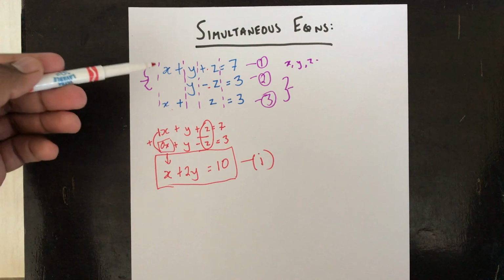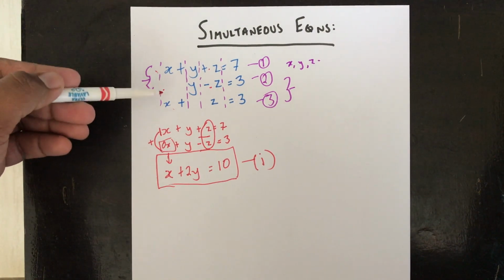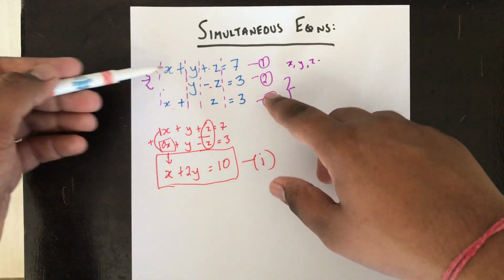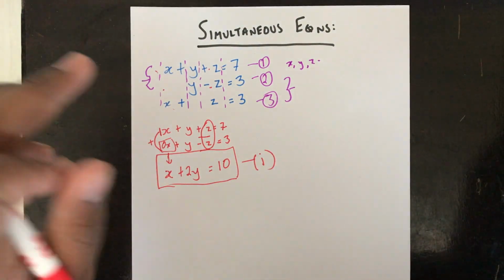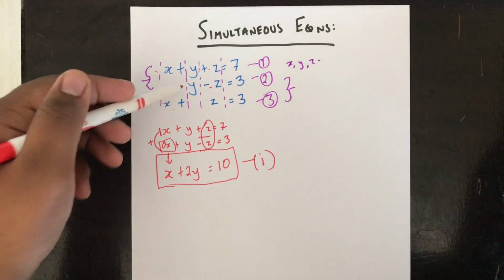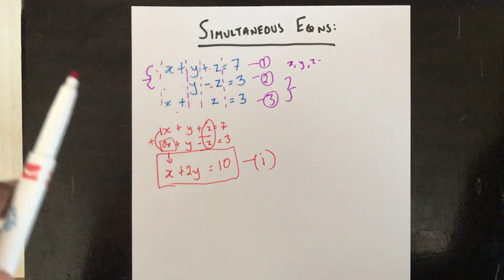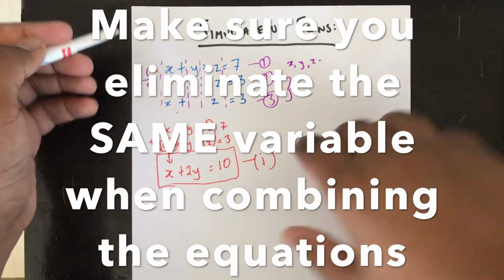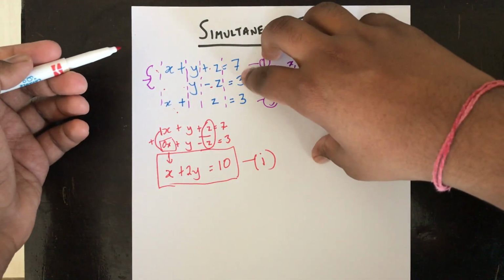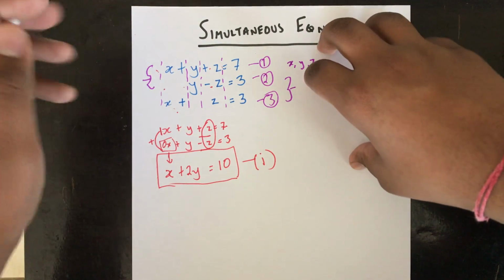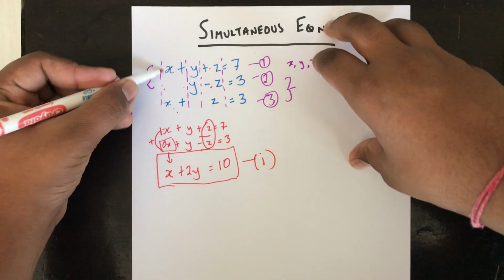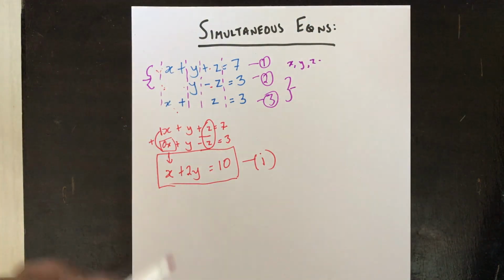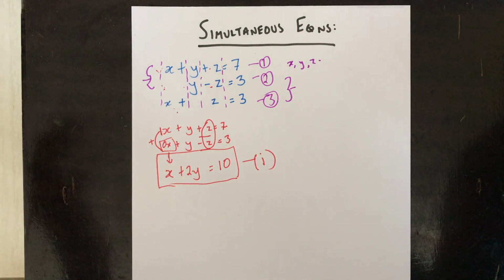So I've combined equation 1 and equation 2. I've added them up so I can eliminate one variable, which is z, and then I'm able to get a second equation. Note that when I'm combining the second pair of equations, equations 2 and 3, I need to eliminate the same variable. Always keep that in mind, because if I were to eliminate x in the first two equations and then eliminate z in the next two equations, that won't make sense because I'll still have three equations.